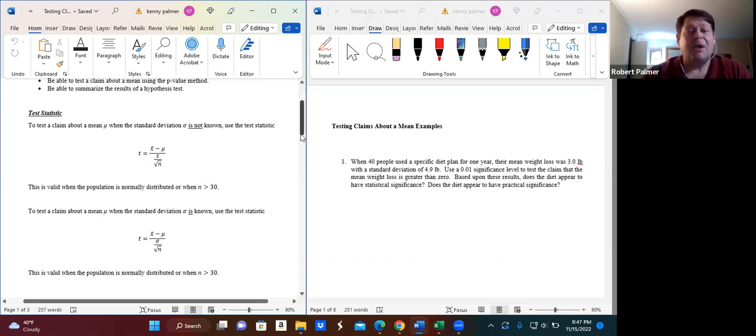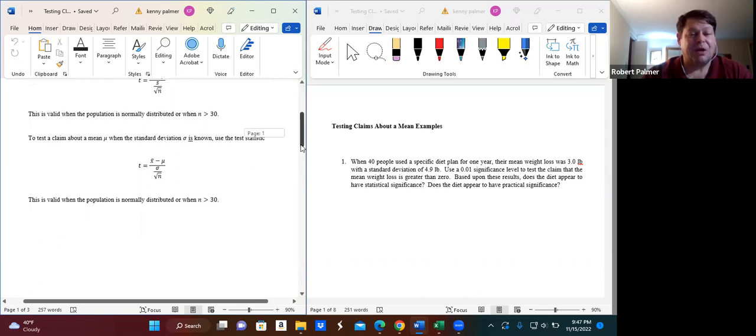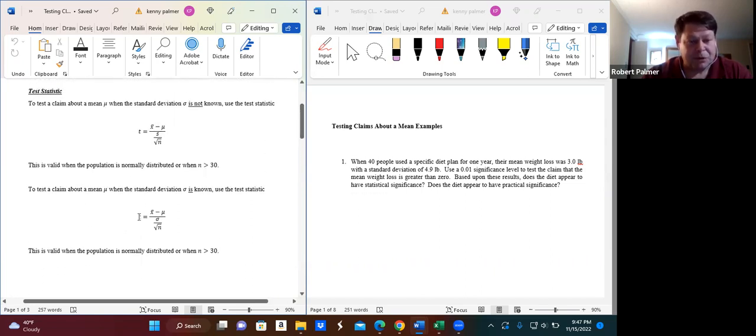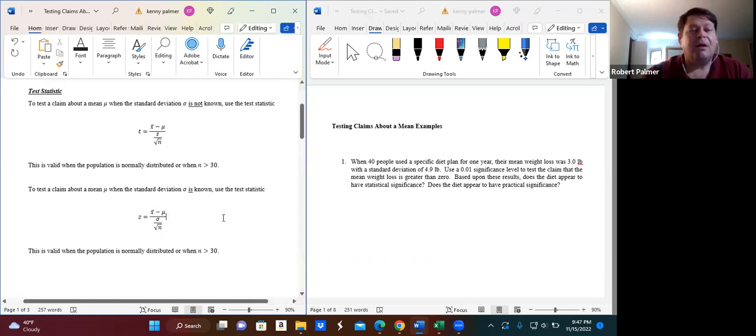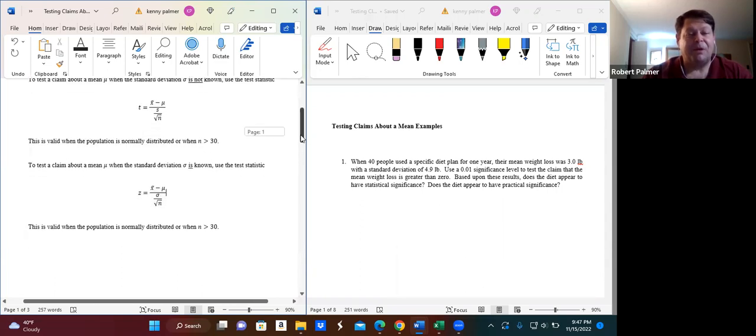Now, if you happen to know the population standard deviation, then we use a Z statistic. I'm sorry, this should be a Z, a typo, a copy and paste error. That is exactly the same as this one, except here we'll use sigma, the population standard deviation. Once again, this is valid if we know the population is normally distributed, or if not, or unsure, use an n greater than 30.